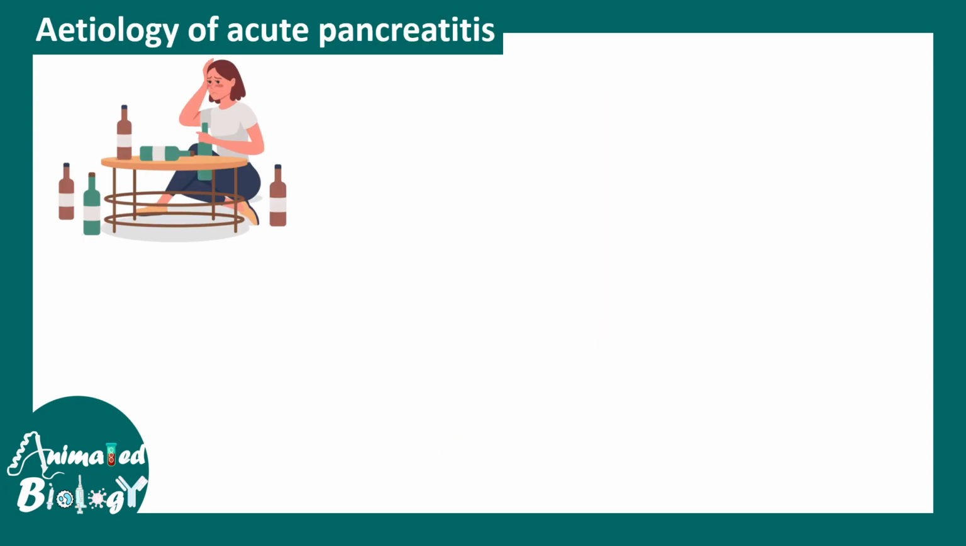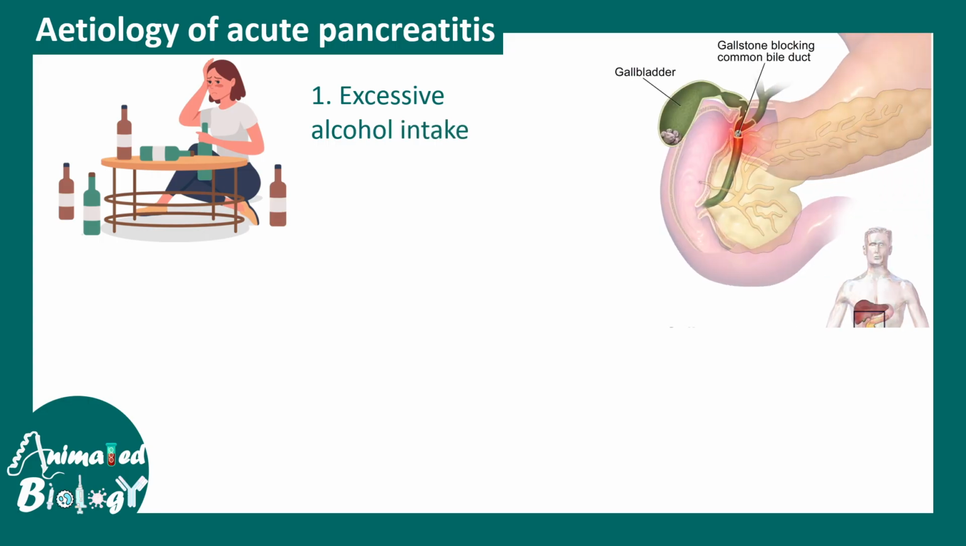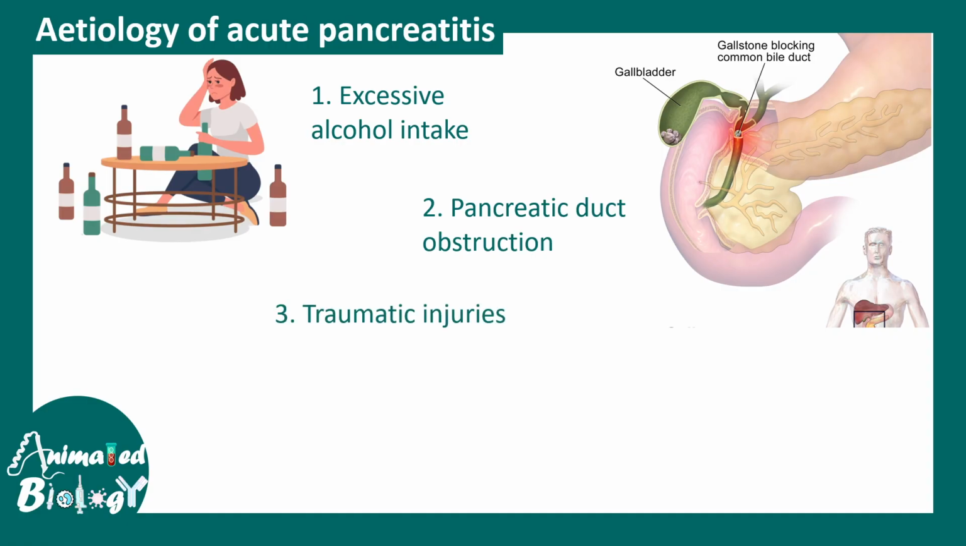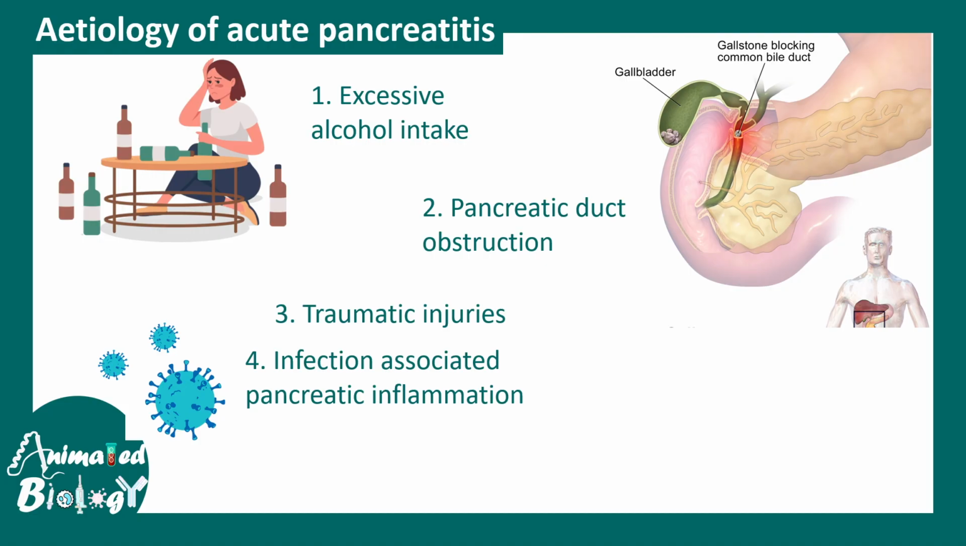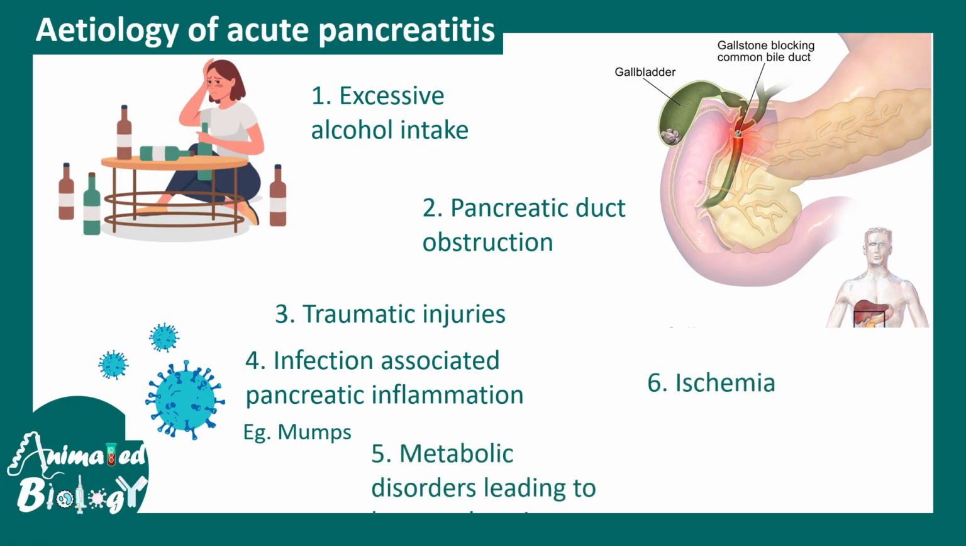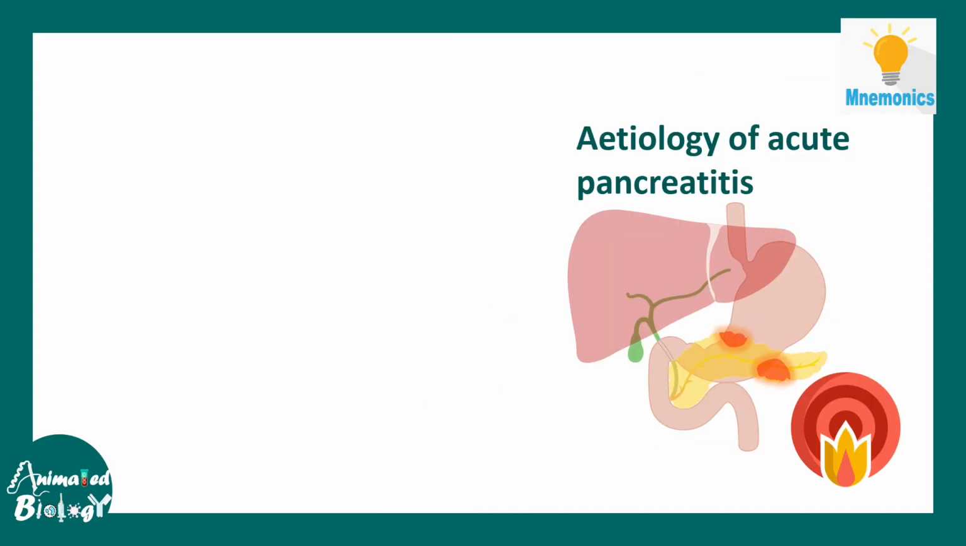Now let us talk about the etiology of acute pancreatitis. One of the major causes is excessive alcohol intake. The second most common cause is basically gallstones, which can block the common bile duct, and this can also lead to pancreatitis. Now there could be traumatic injury, or infection due to specific viruses like mumps and Coxsackie virus, etc. There could be metabolic disorders that lead to pancreatitis. There could be ischemia and genetic factors that might lead to pancreatitis as well.